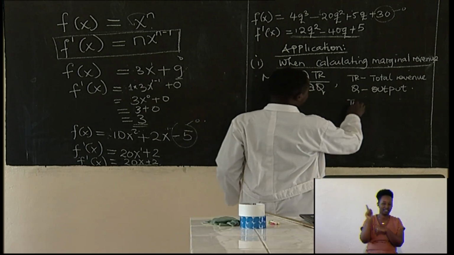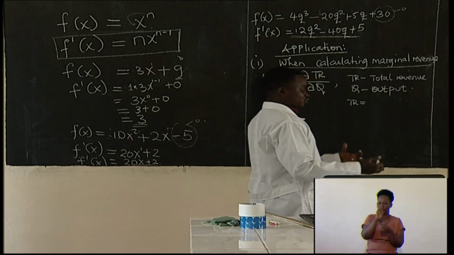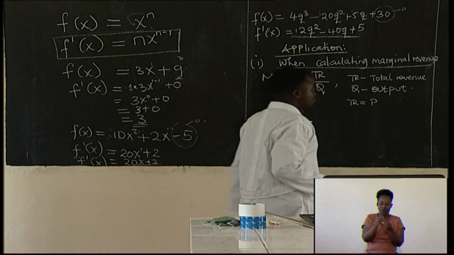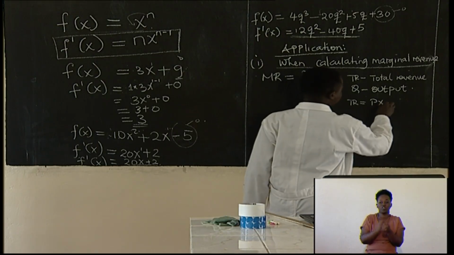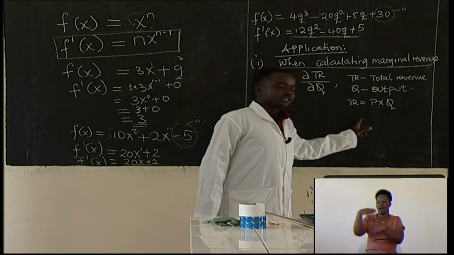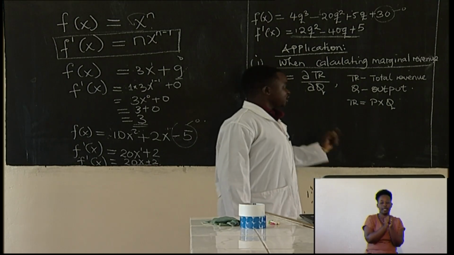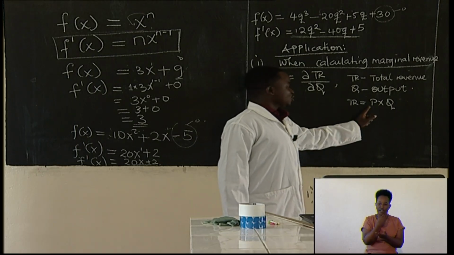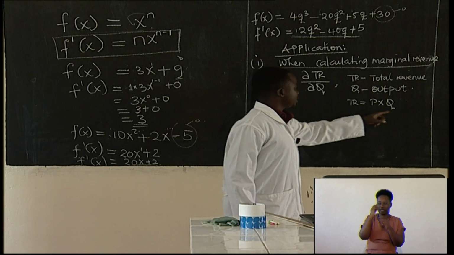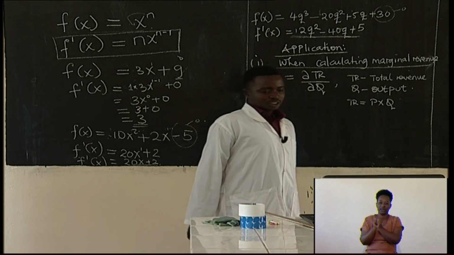And how do you get total revenue? This is what you should know. Total revenue is the total amount of money generated. You get the price of the goods that you have sold, then you multiply by the output. If you have produced 10 bottles of water, that is your output. Then each bottle is at 500. So you multiply 500 by 10 bottles of water, and you will get the total revenue generated.